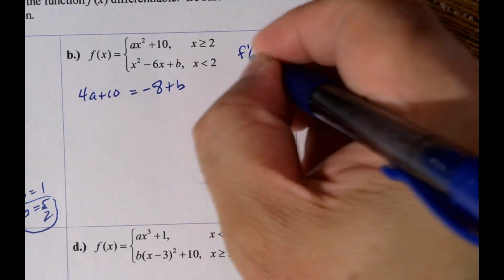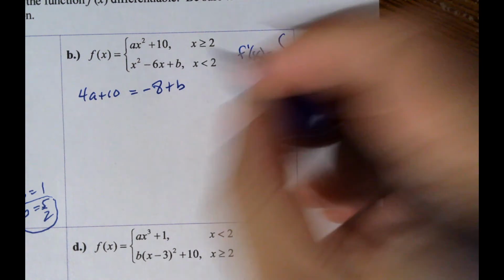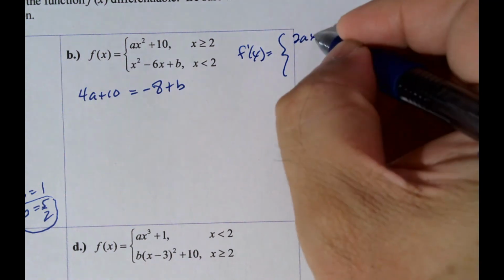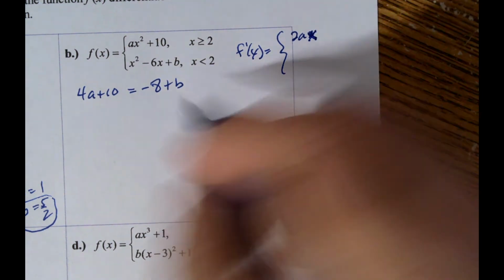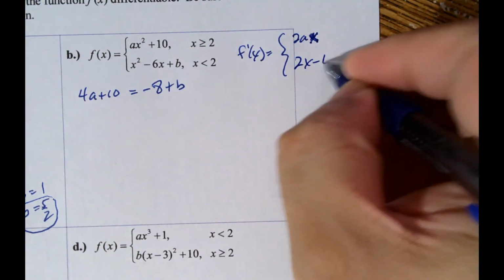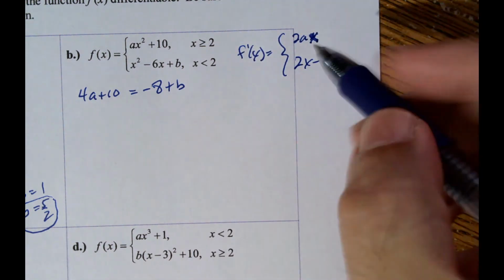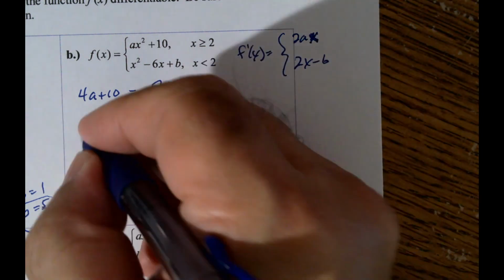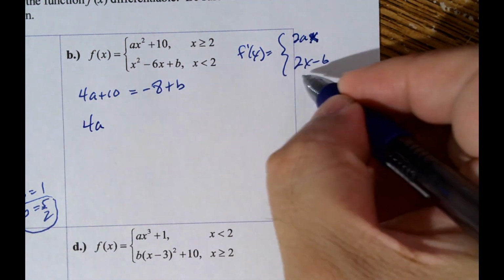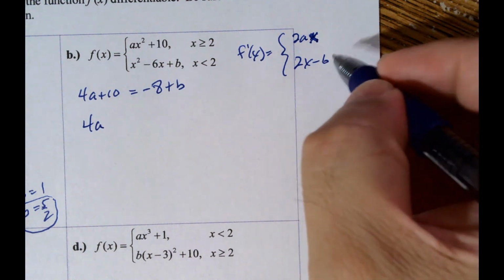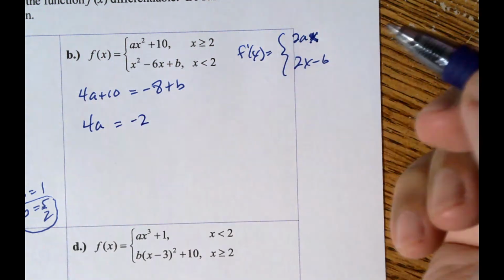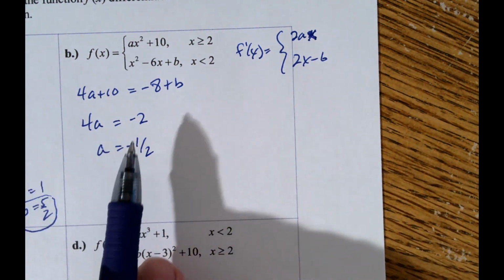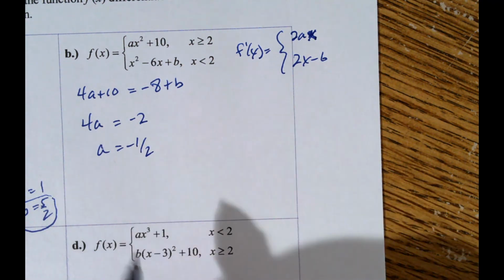f prime of x equals 2ax, since the derivative of 10 is 0, and this is 2x minus 6, since the derivative of b is 0. So we plug 2 into these. 2 times 2 is 4, so it's 4a on the left. And plugging 2 into the other, 4 minus 6 is negative 2. So I get a equals negative 1 half: dividing by 4, negative 2 divided by 4 reduces to negative 1 half.